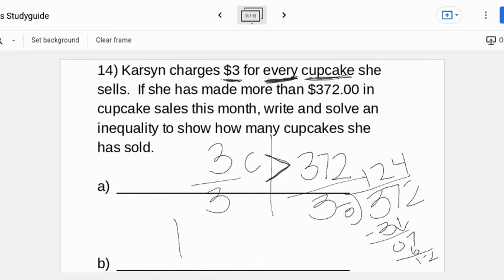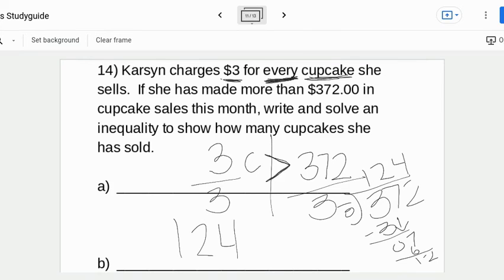So she sold... Now, here's where some of you are going to make a mistake. Some of you are just going to put 124. And that's not true, right? If she only sold 124, she just made 372. It says she makes more than.